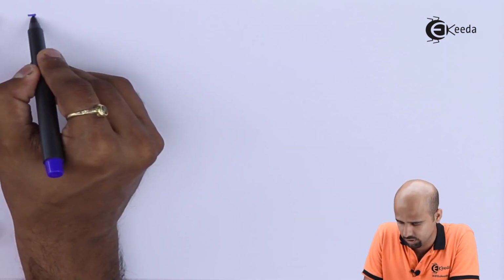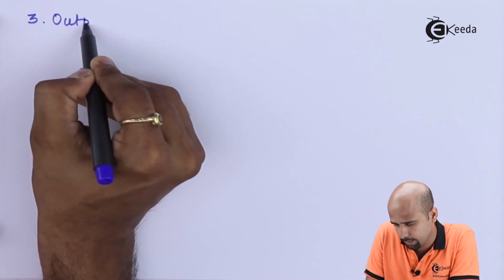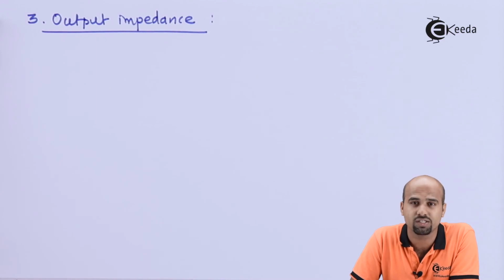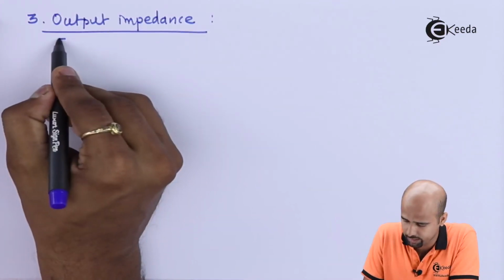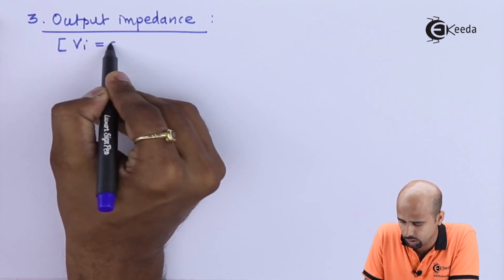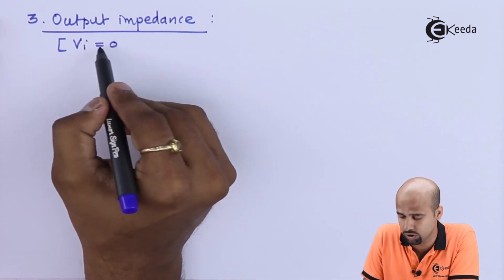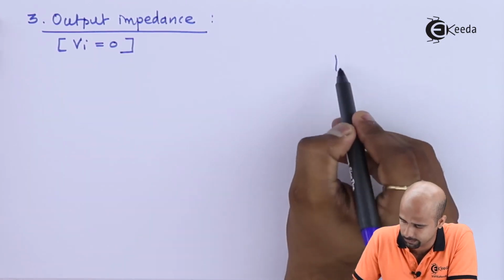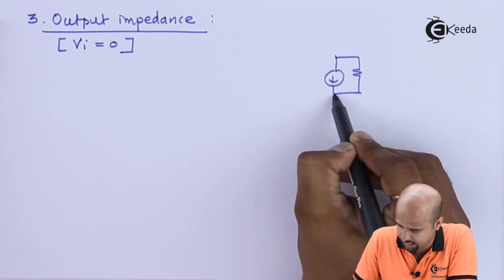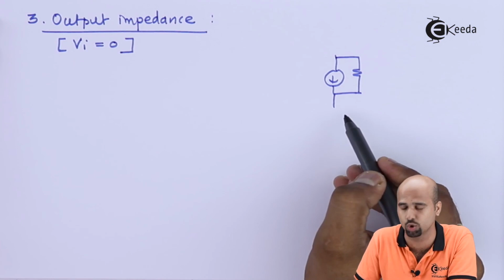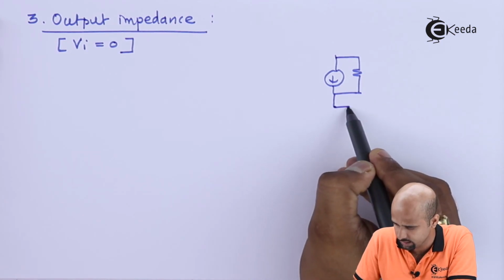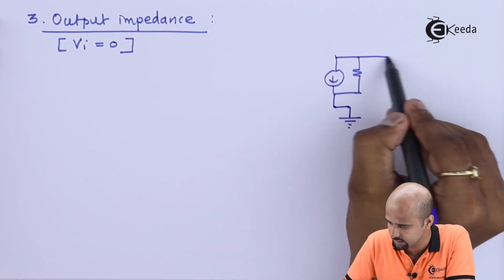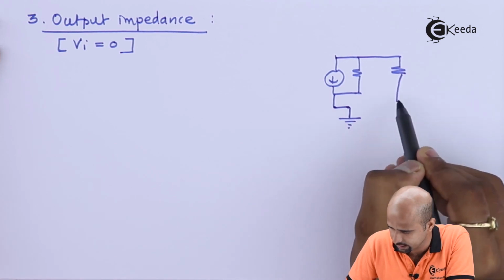Now after completing input impedance, we will go for output impedance. While doing analysis for output impedance, we will have to take care that Vi is equal to 0. That means we'll have to keep Vi short circuited and then we'll have to redraw the circuit again. As this Vi is short circuited, Rs has no meaning. So Vi is directly connected to ground, and here Rd as well is directly connected to ground.